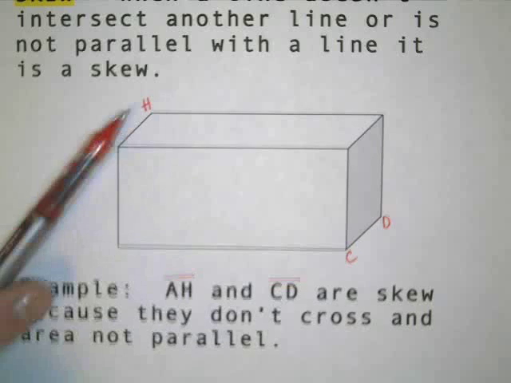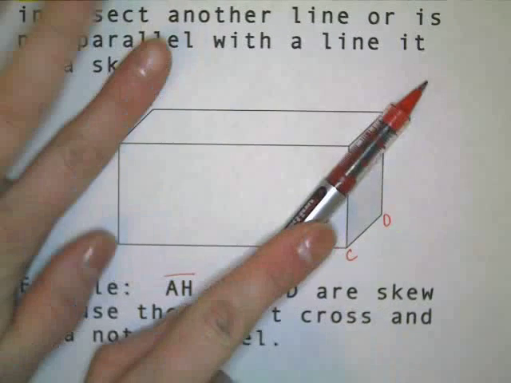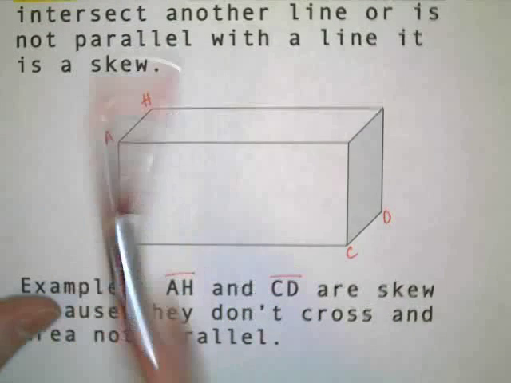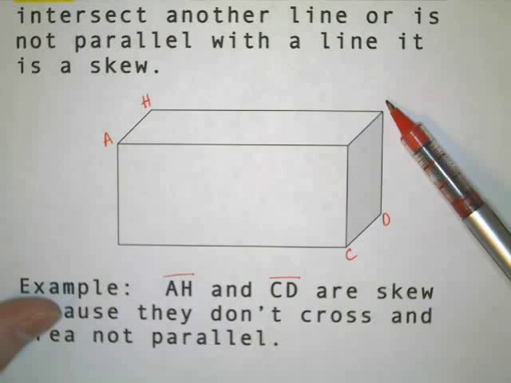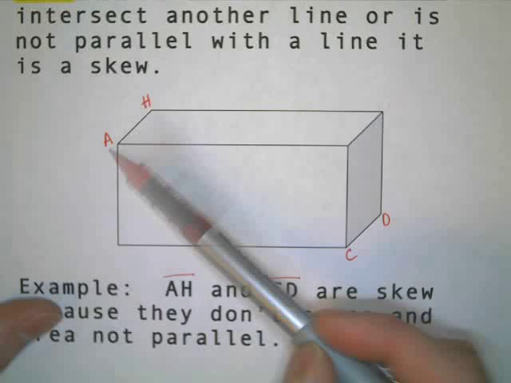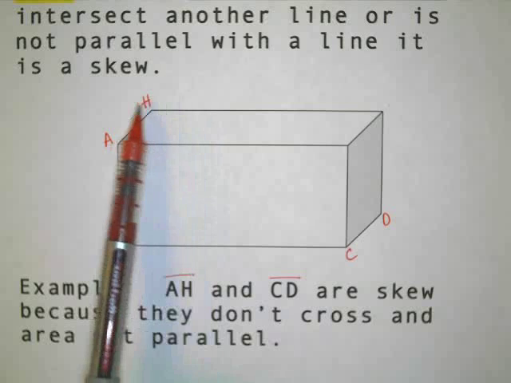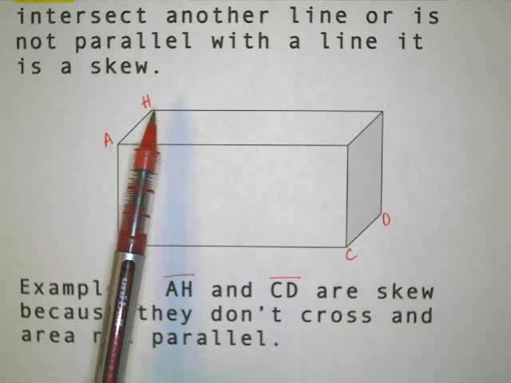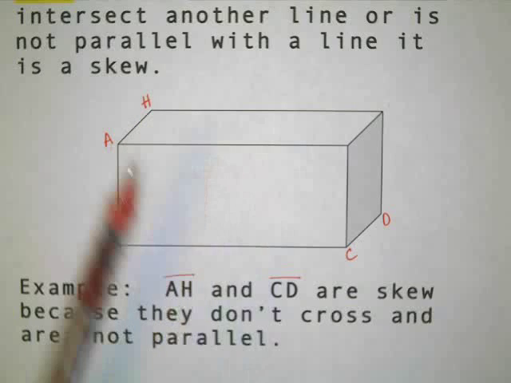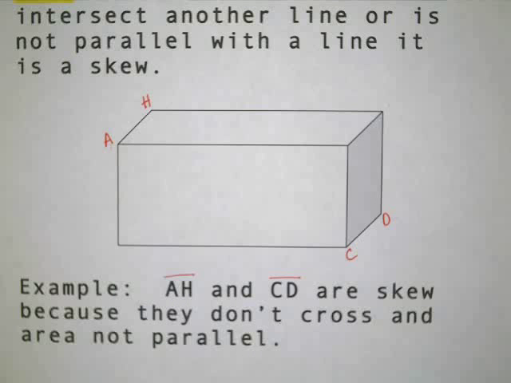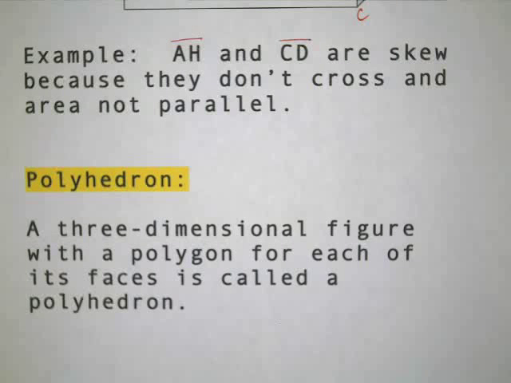So these two are not parallel. These two are parallel. So if it would have been AH and then G and F, that would have been parallel. But these two are not parallel to A and H. Okay, does that make sense? So the easiest way to see it, they're not meeting up. They don't share a point, and they're not straight across from each other. That's skew.